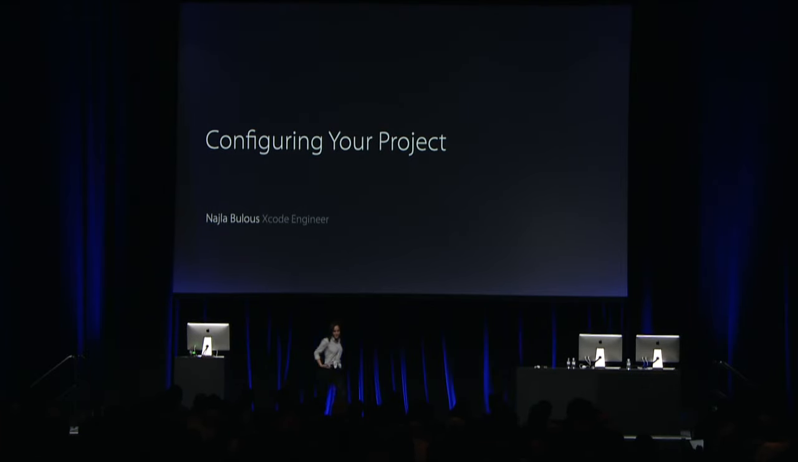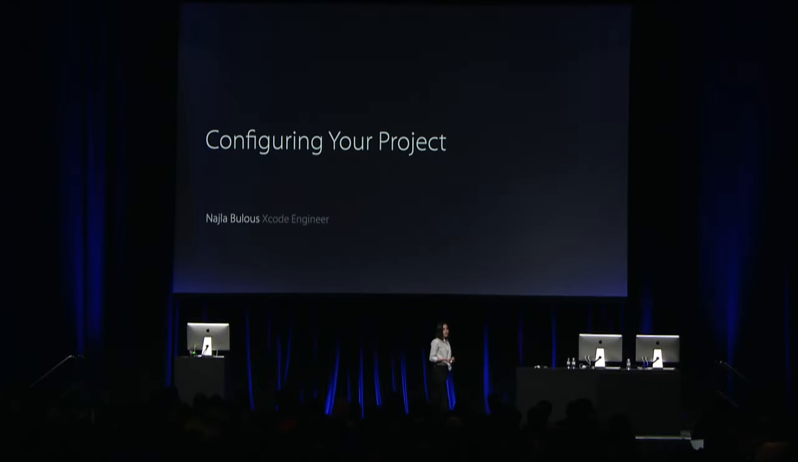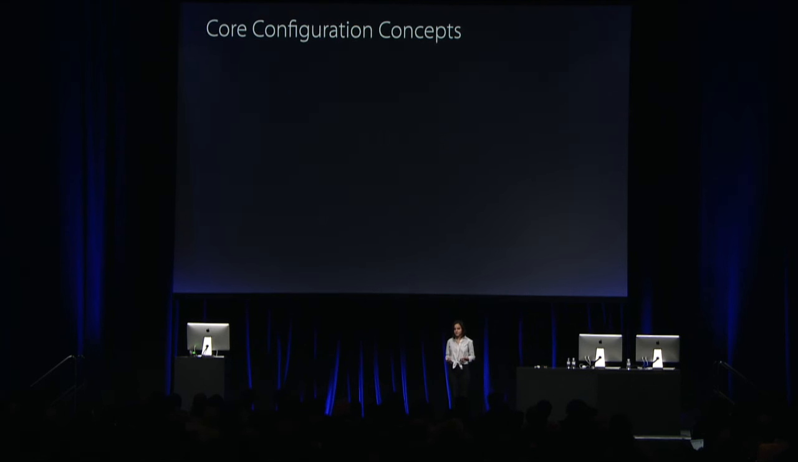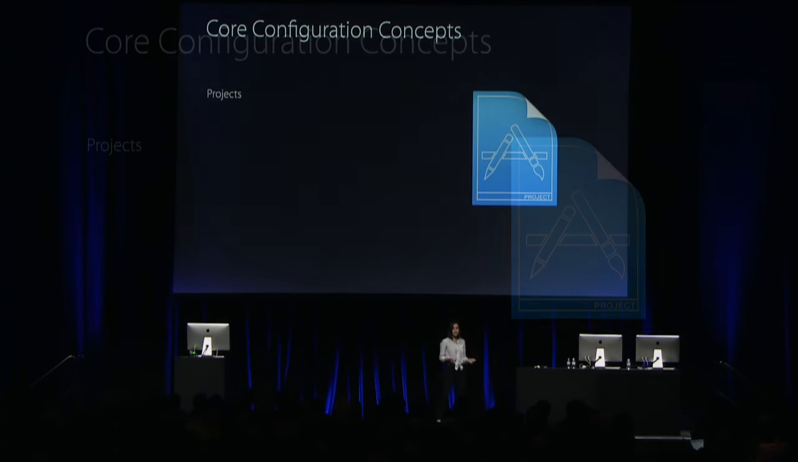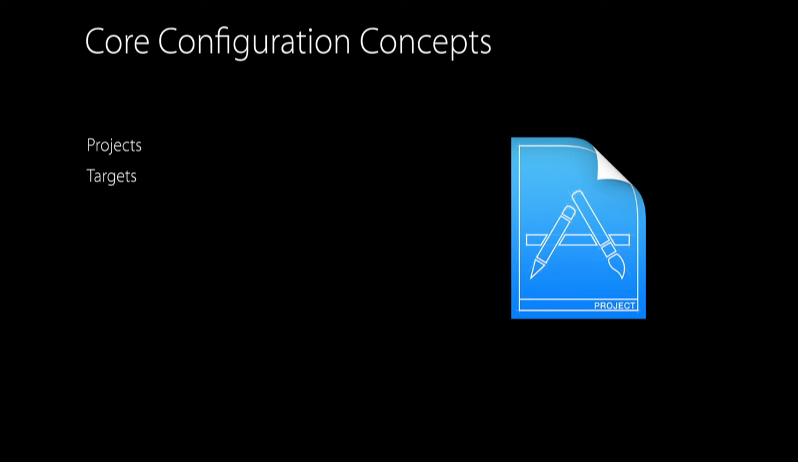Thanks, Rick. So now you know the basic development workflow in Xcode, and when you're just getting started, that's probably all you'll need. But as you start working on more complex projects, you'll need to know how to configure your projects and settings. So let's take a quick tour of Xcode's core configuration concepts so that you'll understand what you're working with. There are 5 concepts that we want to talk about today: Xcode projects and the targets that they contain, the build settings and capabilities that configure how Xcode behaves, and workspaces for organizing your projects.